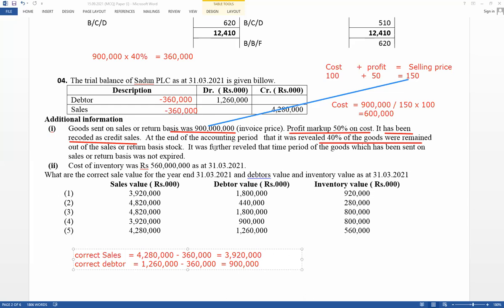Therefore, goods sent on sales or return basis, if those are not sales, its cost value also should be considered as our inventory. But normally when a business is going to calculate inventory physically, those are not considered.